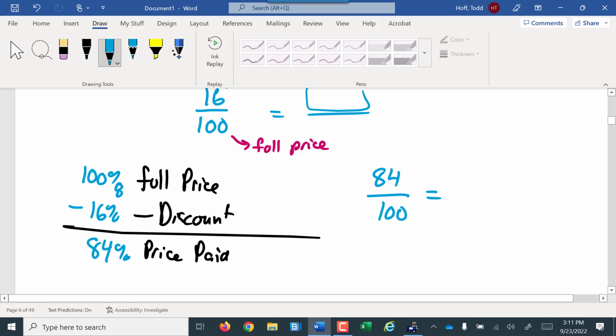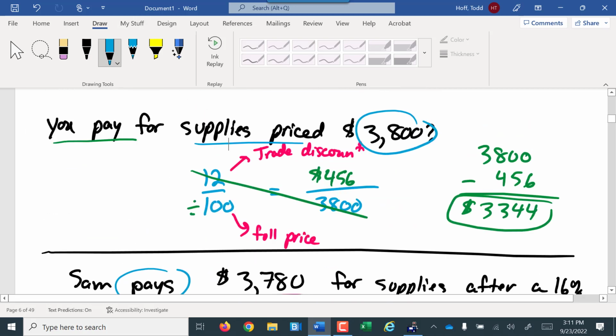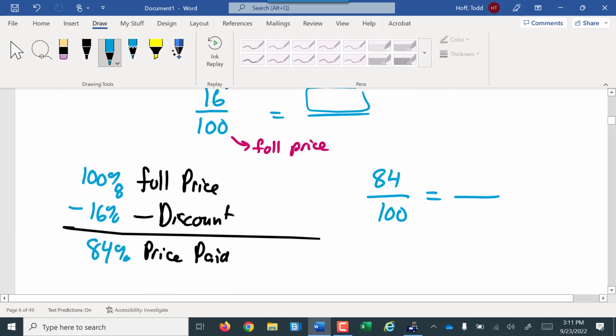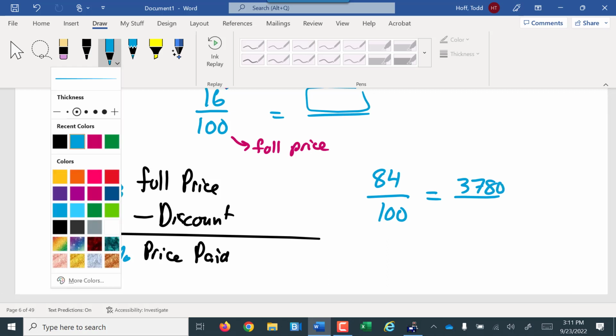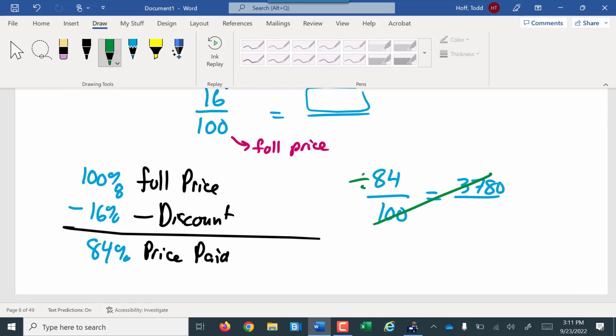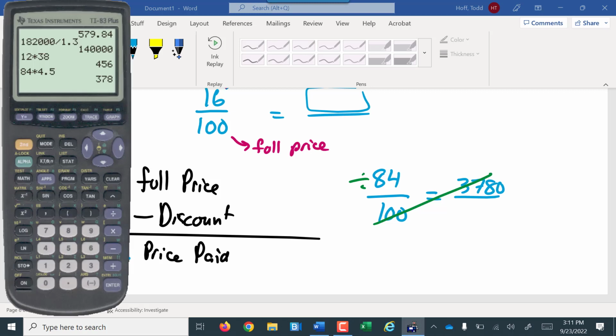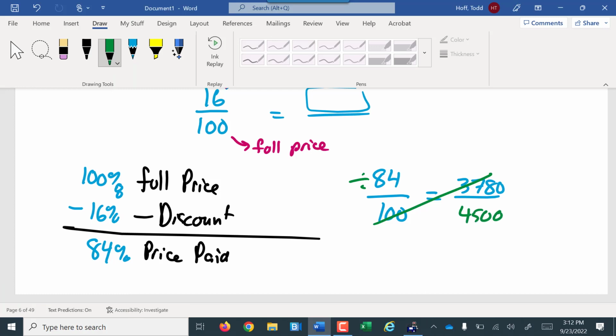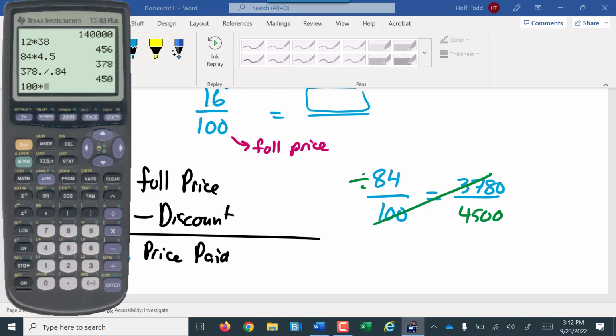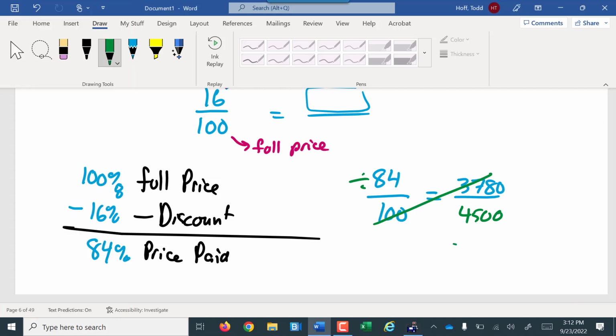On the other side of this, we have the 3,780. Yep, that is with the 84%. That's after the discount. And then we'll cross multiply and divide. So 100 times 3,780 divided by 84 gives us 4,500. There you go, 4,500 bucks. That is the full price.